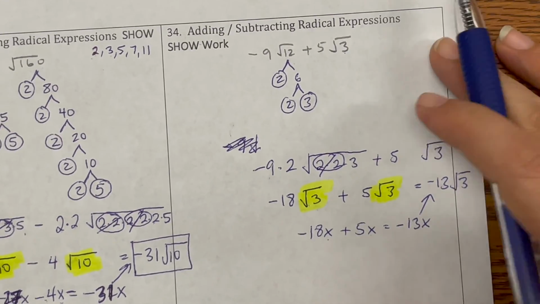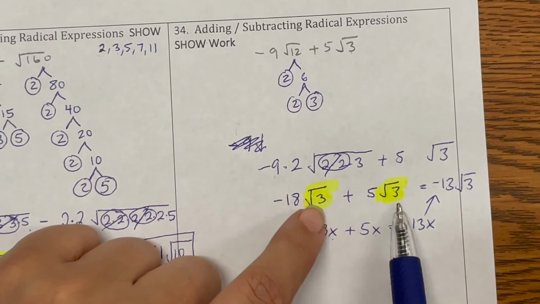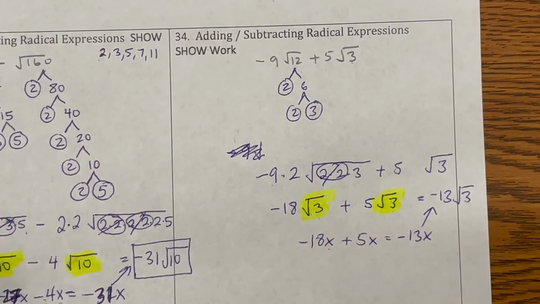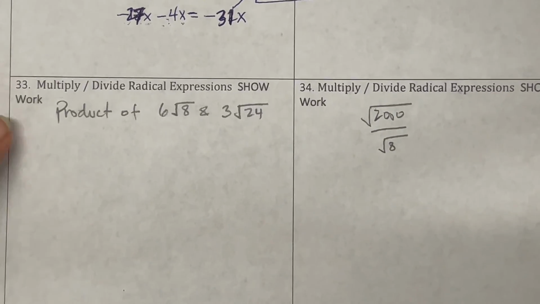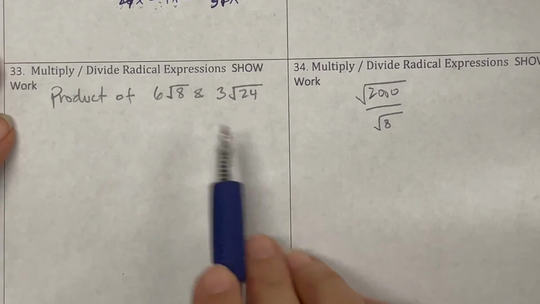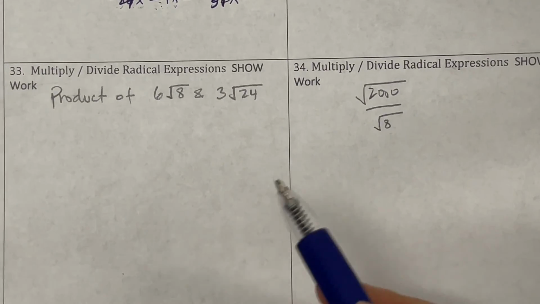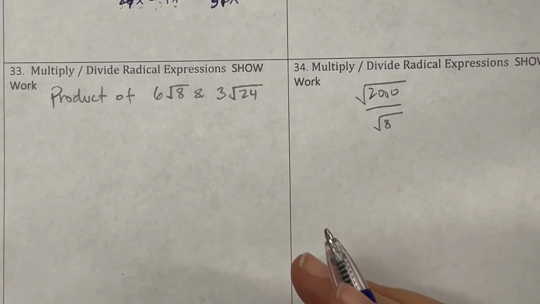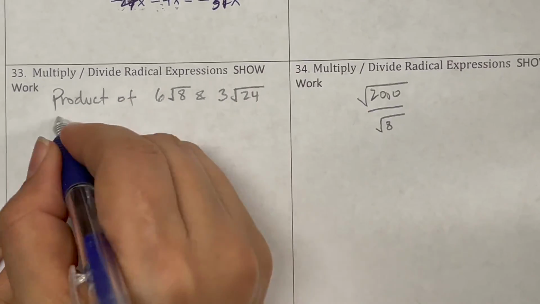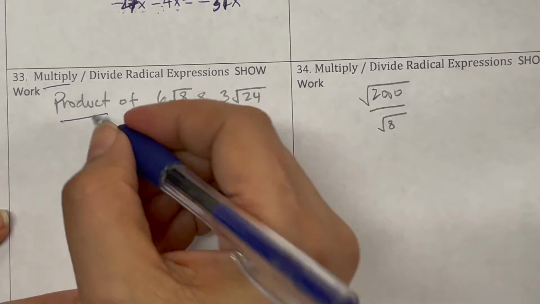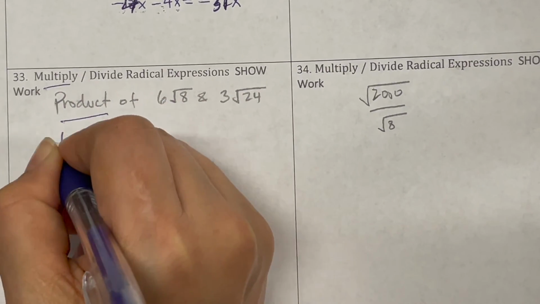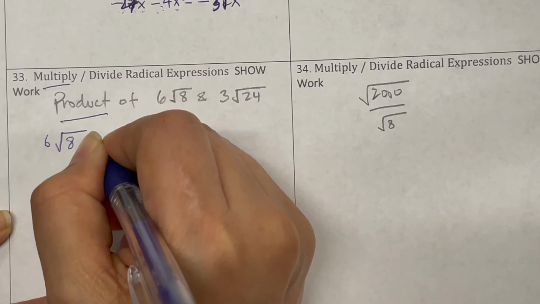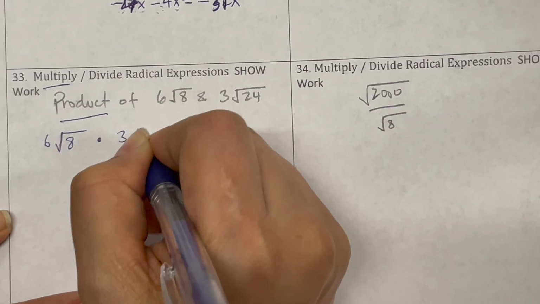When adding and subtracting, the radicals must be the same before you add and subtract. Multiplying and dividing, you can make them the same before you multiply and divide. However, it's a lot faster just to multiply and divide, and then simplify after. The word product means multiply. So I'm going to rewrite this question. It says 6 radical 8 times 3 radical 24.